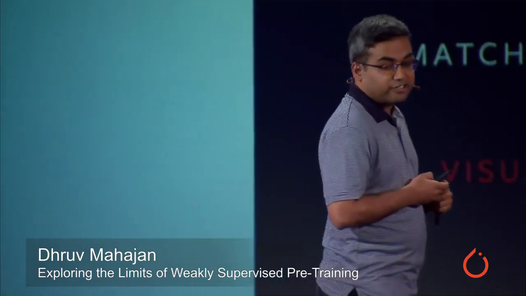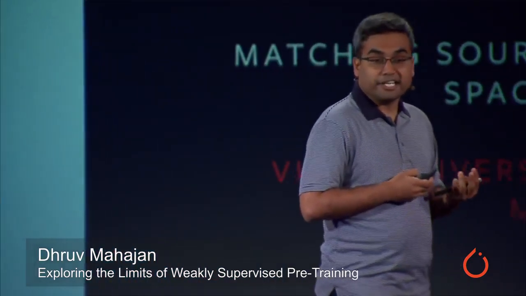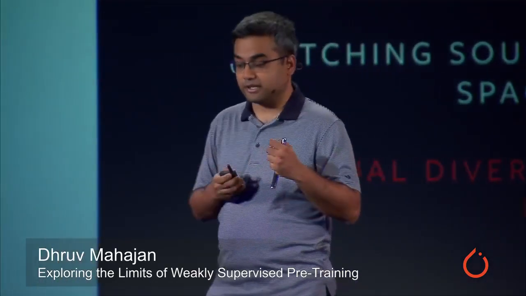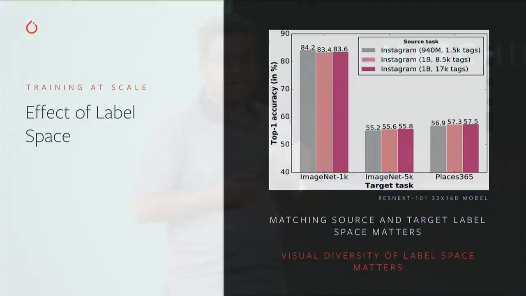Now let's look at the effect of the label space. Here we compare three label spaces with 1 billion training. One is the 1.5K hashtag space related to ImageNet. The second is the 8.5K random hashtags we took. And then third is our full 17K hashtag set. There are some interesting trends here.